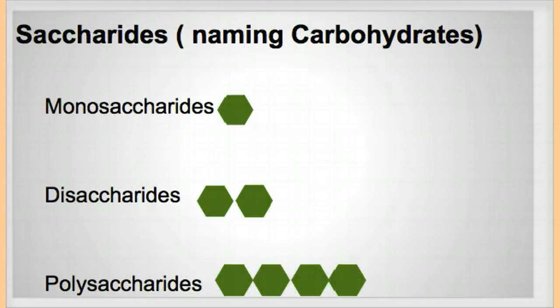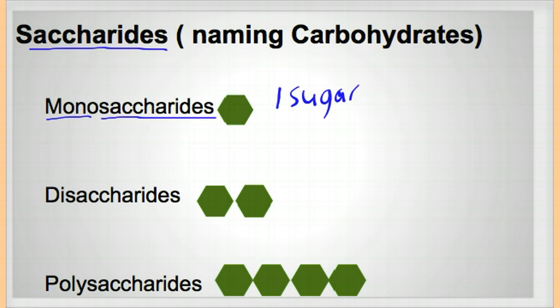Carbohydrates are named based on the end part of, or we add a prefix to this word, saccharides. And whenever we have one sugar, or one sugar molecule, we call this a monosaccharide. As you can see, there's just a single unit of sugar. Whenever two sugar molecules come together, we have a disaccharide, two sugar.